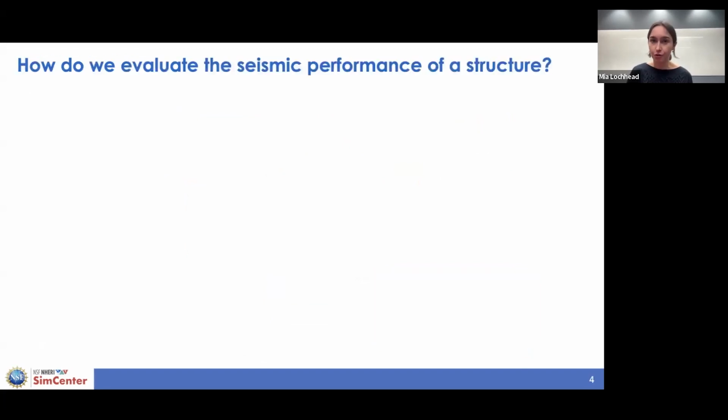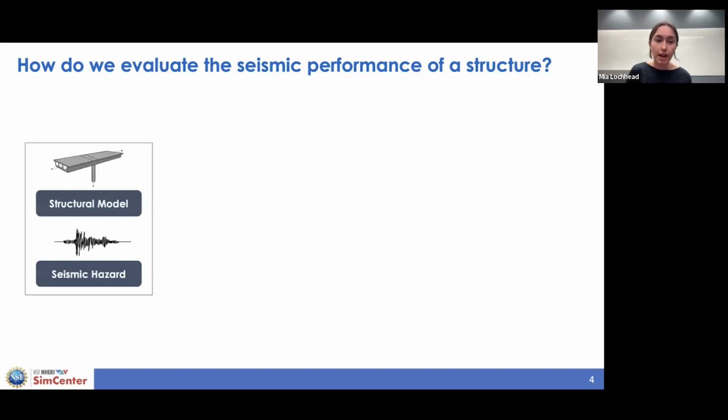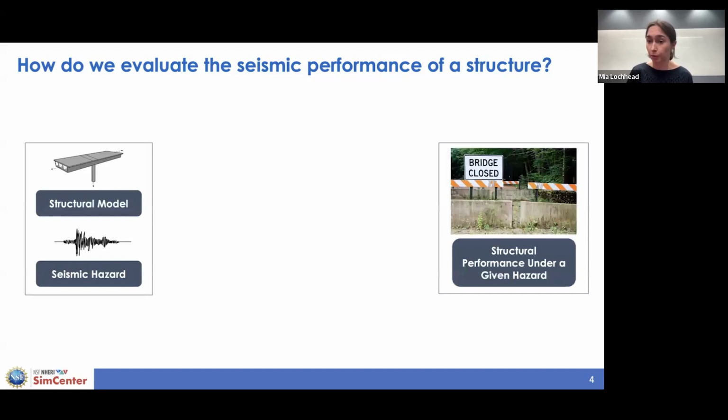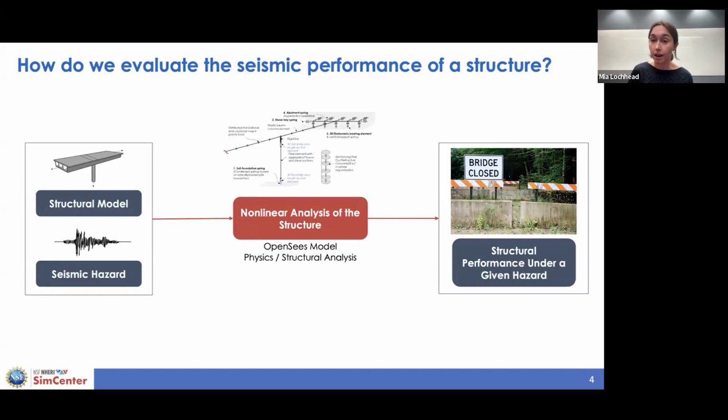Before I jump into surrogate models for seismic response estimation, I want to talk about how we evaluate the seismic performance of a structure to begin with. Given a structural model and a specified seismic hazard, how do we typically get to structural performance under a given hazard? In the case of high fidelity modeling, this typically involves nonlinear analysis of a structure. And so using an OpenSees model or another physics and structural analysis based model, we can map from both the seismic hazard and the structure to structural performance under a given hazard.